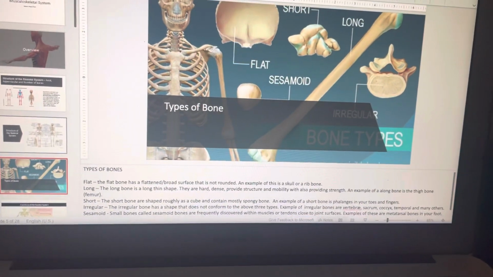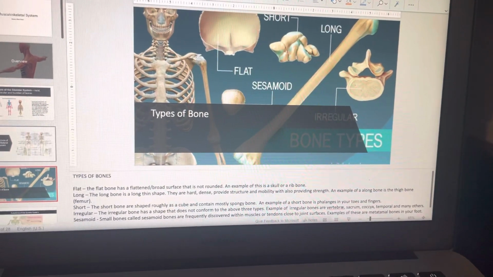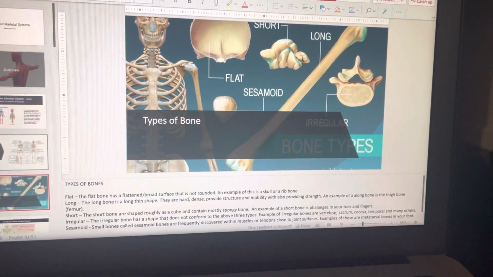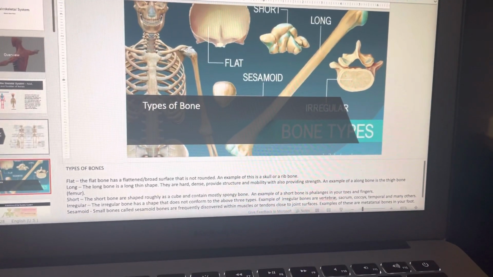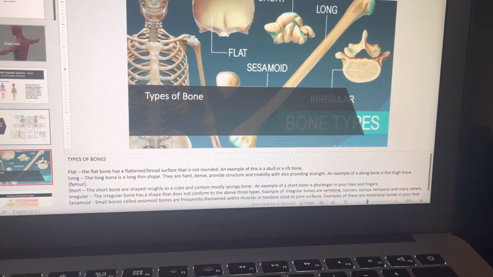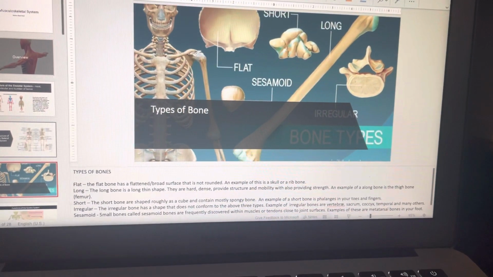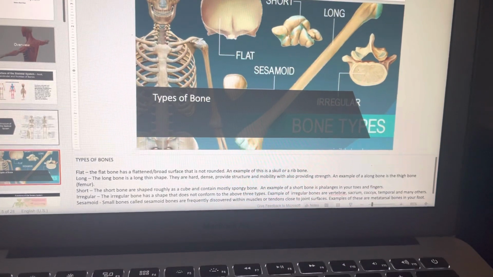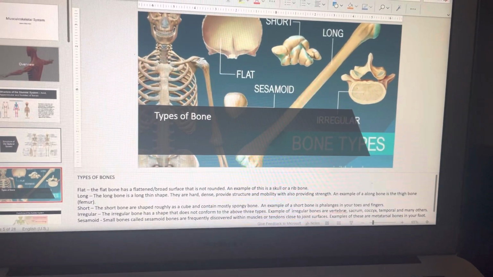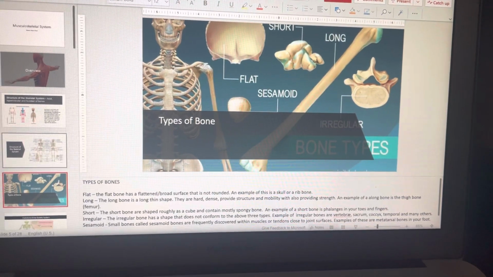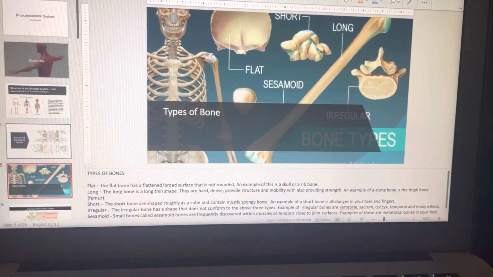Types of bones. So we have 5 types of bones. Flat bones. The flat bone has a flattened broad surface that is not rounded. An example of this is skull or rib bone. A long bone. The long bone is a long, thin shape. They are hard, dense, provide structure and mobility, also providing strength. An example of a long bone is a thigh bone, also known as a femur.